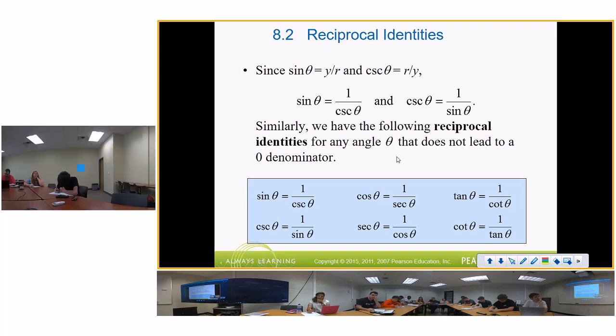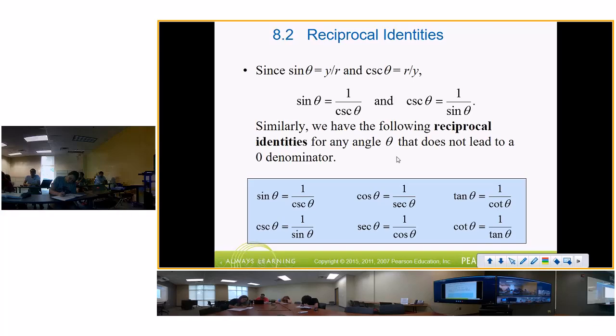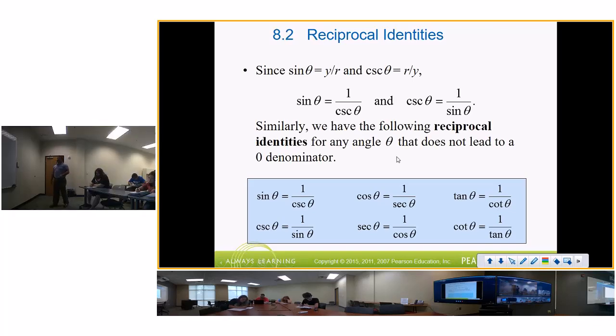These are the first reciprocals. These are the first identities that you're going to learn. And they're not that big of a deal, because what's the reciprocal of the sine? The cosecant is the reciprocal of the sine, so you just put 1 over the cosecant. All right, what's the reciprocal of tangent? Cotangent, so you just 1 over the cotangent. And then it's the reverse.